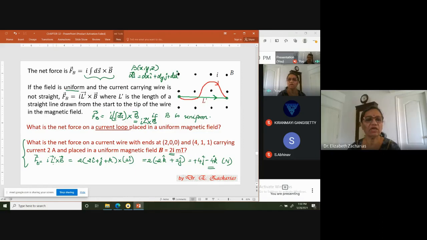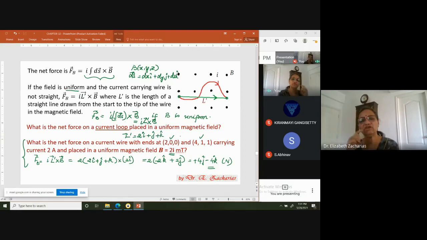Okay. Now, if I know the starting point and the ending point, how do I get L prime? How do I get L prime? L prime vector will be equal to, this is your coordinate geometry, 4 minus 2. What is 4 minus 2? 4 minus 2 is 2 i cap. Then 1 minus 0 is going to be plus j cap. Then 1 minus 0 is going to be plus k cap. How many of you understood this?